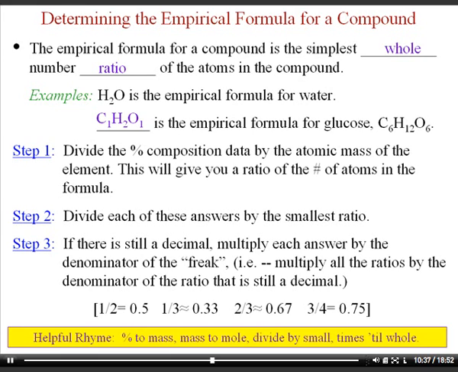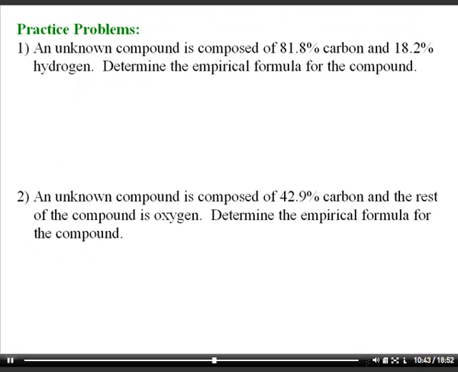And this helpful rhyme is: percent to mass, mass to mole, divide by small and times to a whole. It's confusing, but we'll use it in the example on the next page and it'll make some sense. So here we go. Practice problem number 1. It says an unknown compound is composed of 81.8% carbon by mass and 18.2% hydrogen by mass. So we're going to determine the empirical formula. The first thing you do is you just take those percentages and call them a certain number of grams. So that's percent to mass from our rhyme.